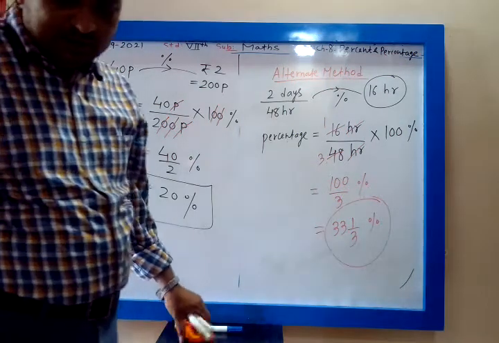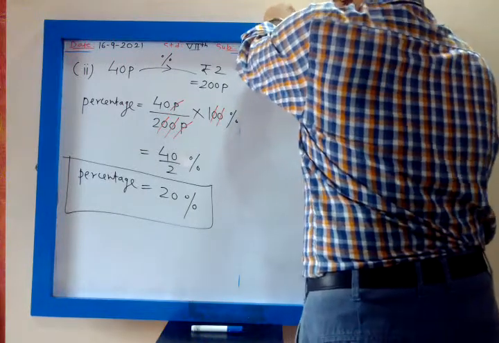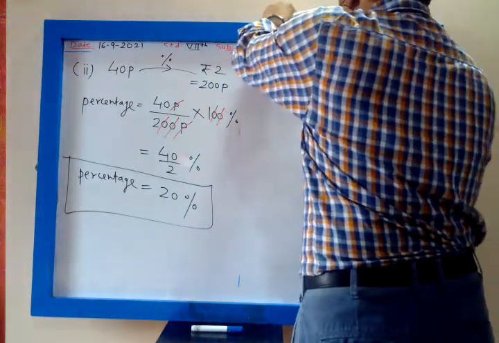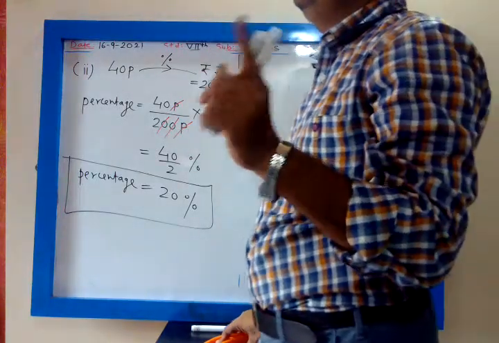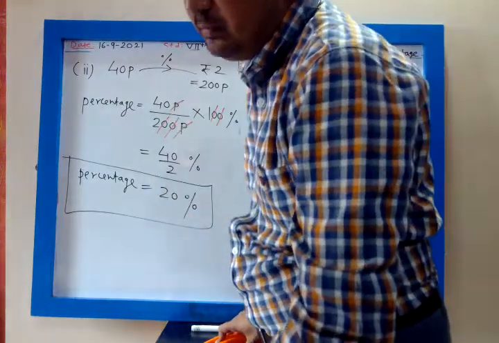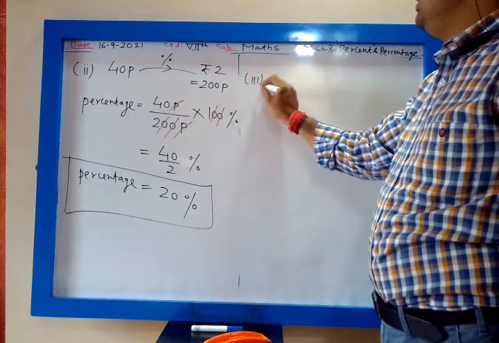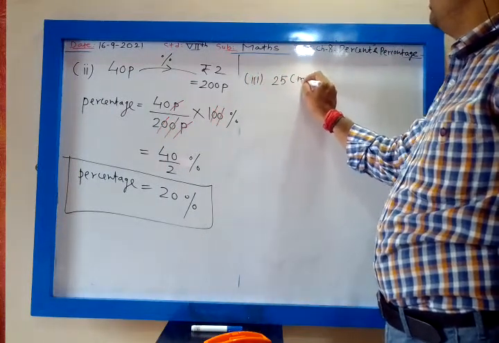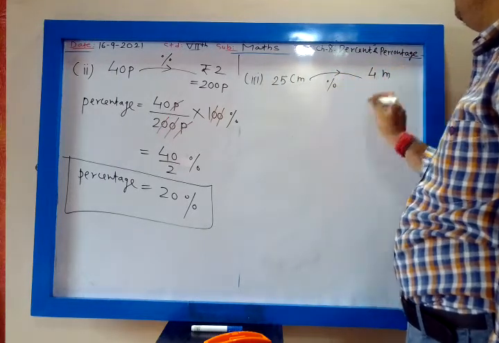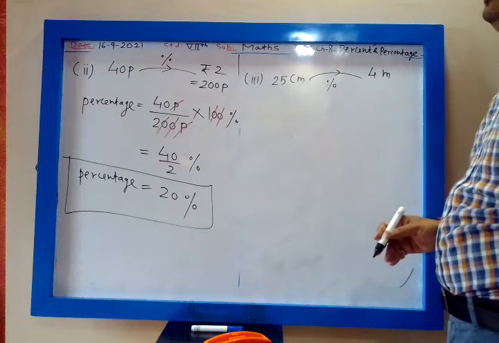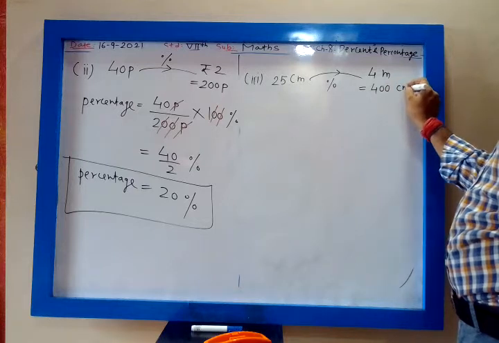Then next, 25 centimeter of 4 meter. You have to convert both to the same unit. You can take ratio and percentage of two quantities of the same unit. Remember this. 25 centimeter of 4 meter. 1 meter is equal to how many centimeter? 100. So this is 400 centimeter.